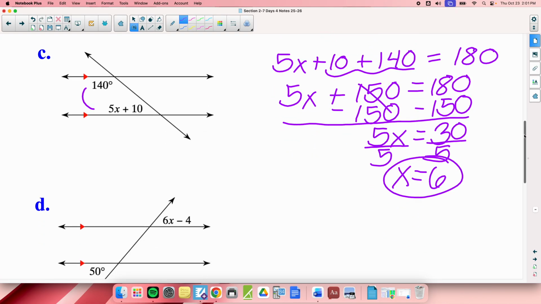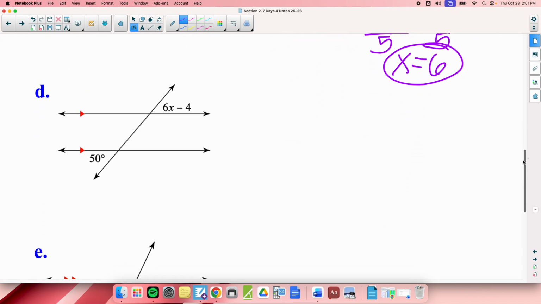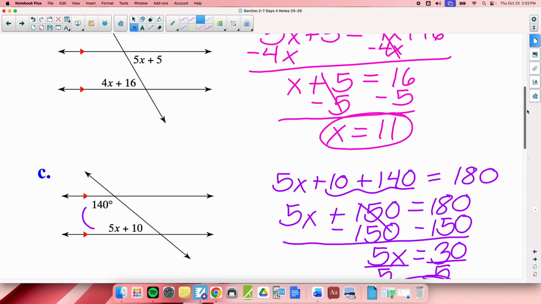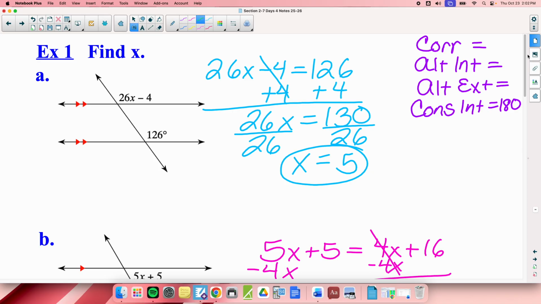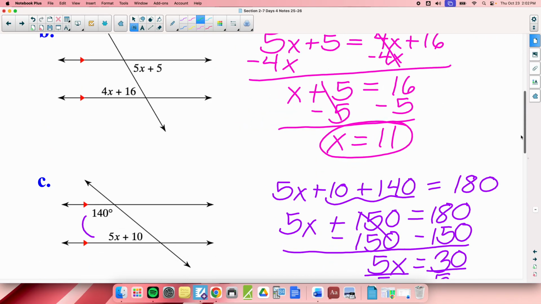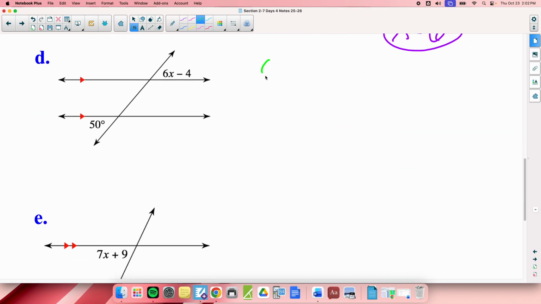Okay. Now let's look here. What kind are these? Alternate exterior. And alternate exterior, you set equal. So we're going to go here and we're going to say 6x minus 4 equals 50. How would I solve this? Plus 4 and then divide by 6.